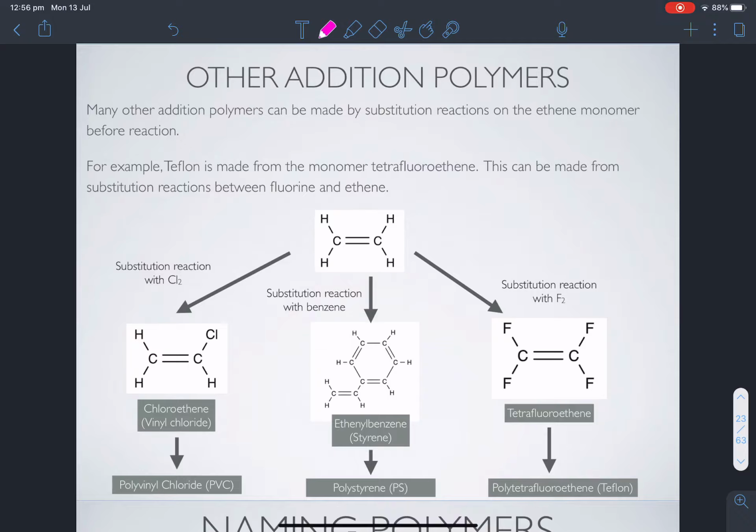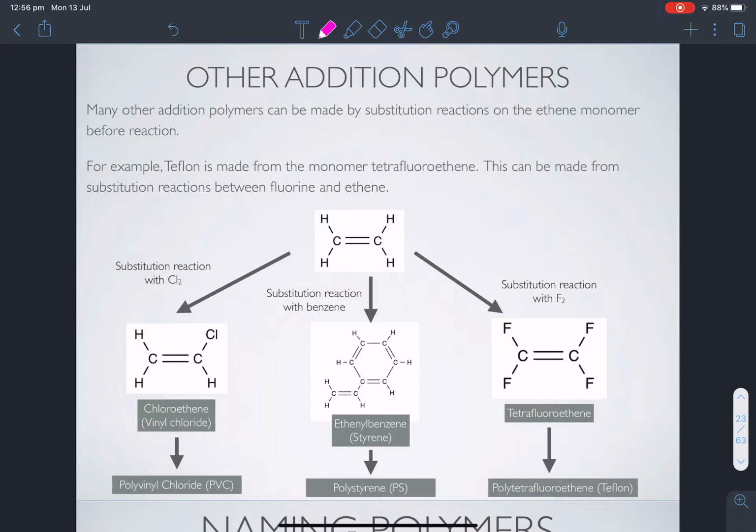Okay, instead of doing that, you can do substitution reactions with chlorine, and you can substitute out 1 hydrogen for 1 chlorine to make chloroethene, or its old name, vinyl chloride. I don't know why. And what you can do is then polymerize vinyl chlorides, do an addition reaction, and you get polyvinyl chloride, or PVC.